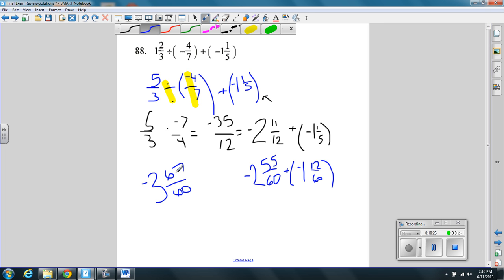So how many 60s in 67? There's 1, so we could add that to the whole number to get negative 4, with 7 left over out of 60. So here's our final solution.